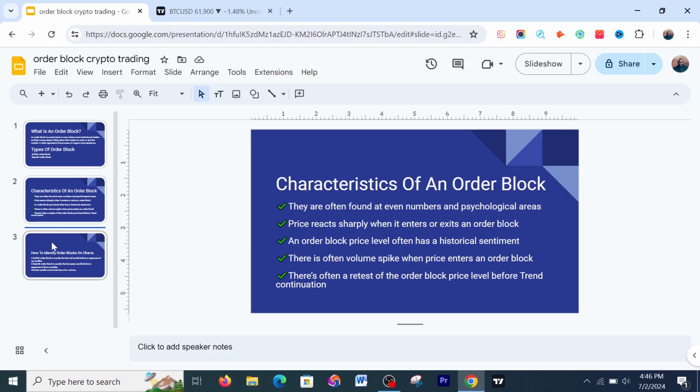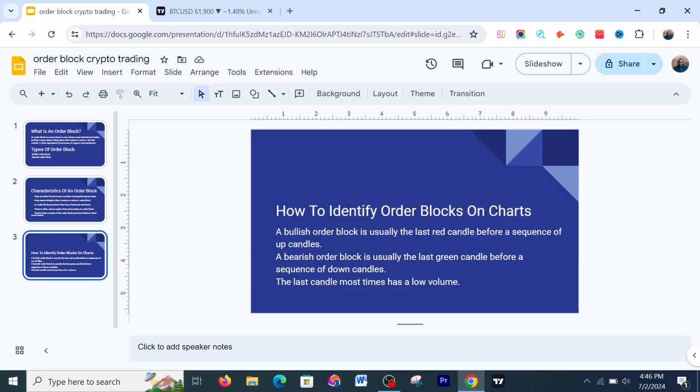Now, how to identify order blocks on charts. A bullish order block is usually the last red candle before a sequence of up candles. A bearish order block is usually the last green candle before a sequence of down candles. The last candles most times have low volume, which signifies that either the bulls or the bears are beginning to lose steam. So I will show you in the chart.